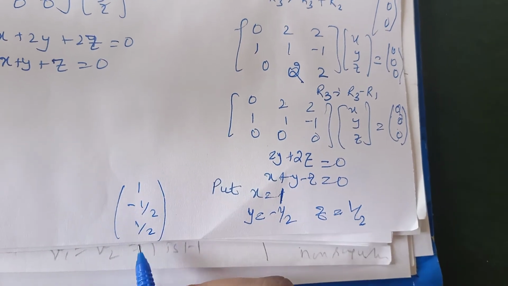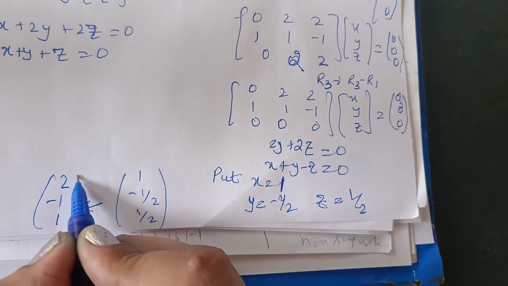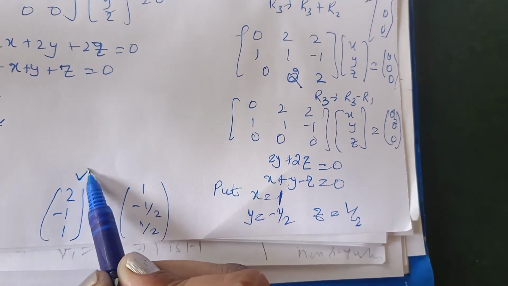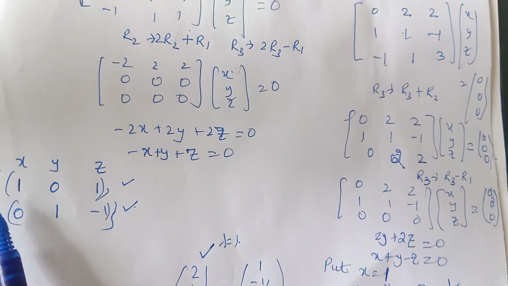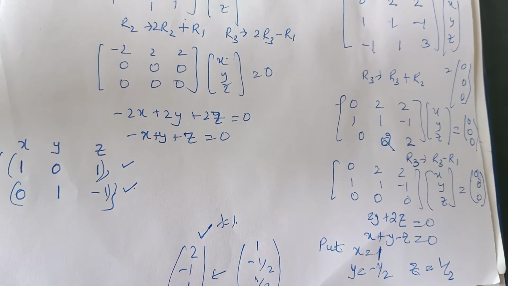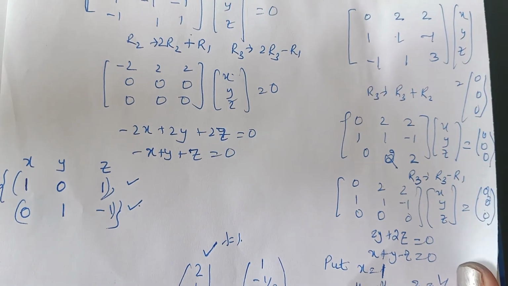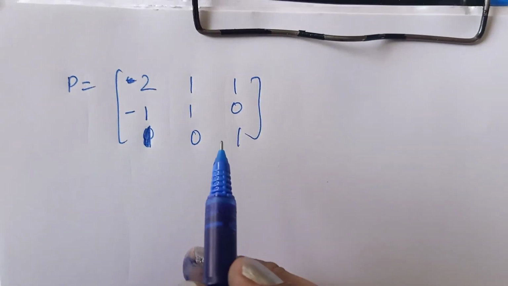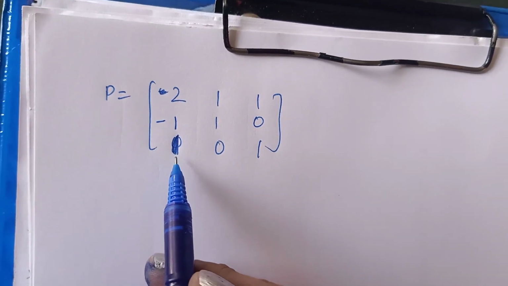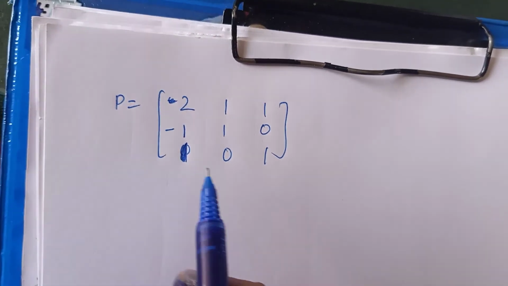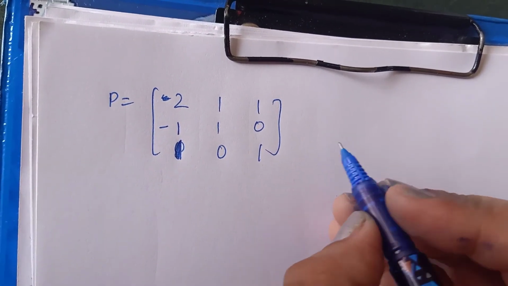So more simply, I have this vector like this. If I multiply complete vector by 2, this will be 2, minus 1, 1. So this is the eigenvector corresponding to lambda is equal to 1. We already have the eigenvectors corresponding to lambda is equal to 3. So now you can make your modal matrix. So this will be your modal matrix. I have written the eigenvector corresponding to lambda is equal to 1 in the first place, and these are the eigenvectors corresponding to lambda is equal to 3.